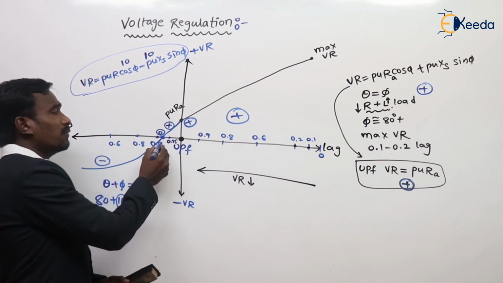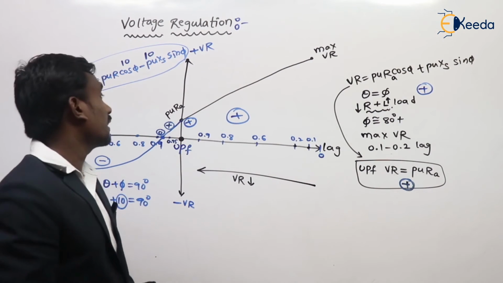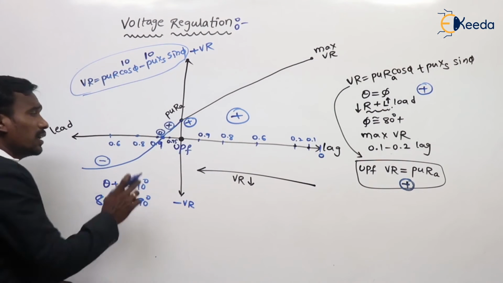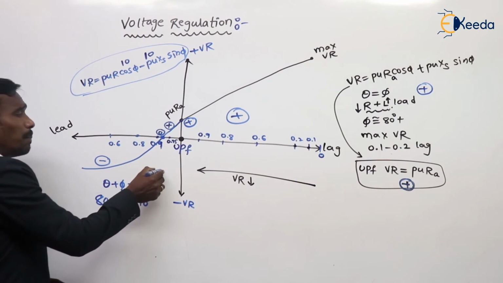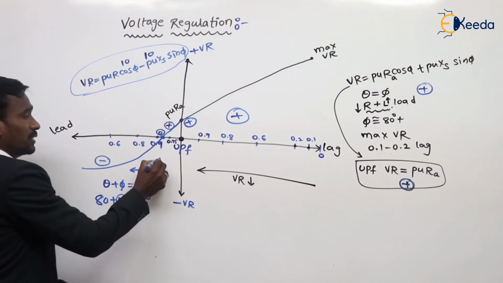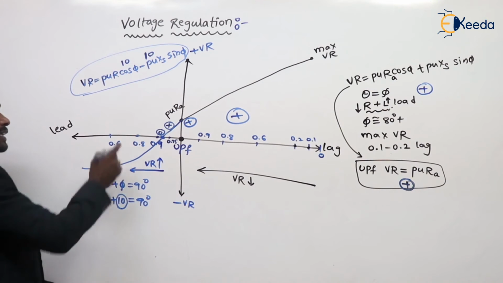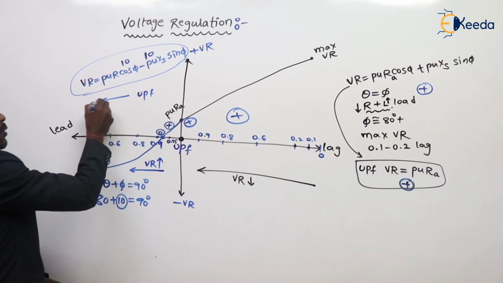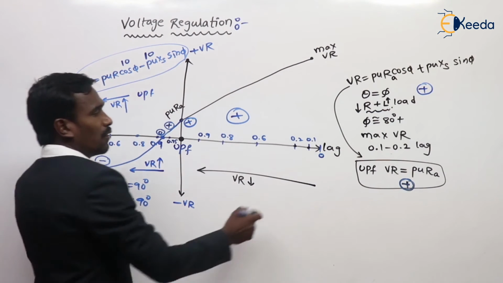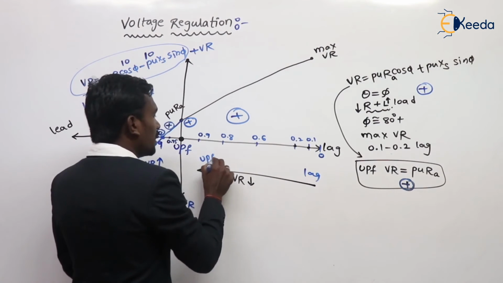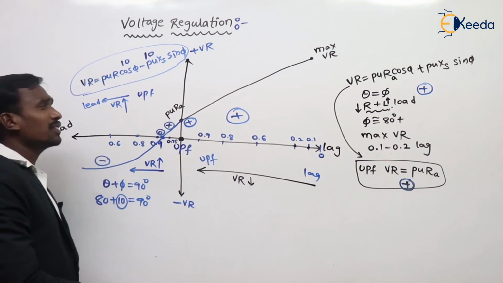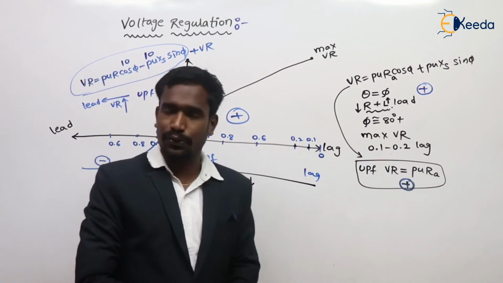That is, 0.95 to 0.9 leading. We can get the 0 voltage regulation. So this is simply about the voltage regulation. In leading, when the power factor value decreases from unity to leading, then voltage regulation increases. Are you getting or not? From unity power factor to leading, voltage regulation increases. From lagging to unity power factor, voltage regulation decreases. This is the voltage regulation curve.